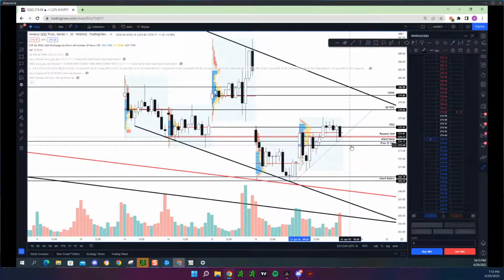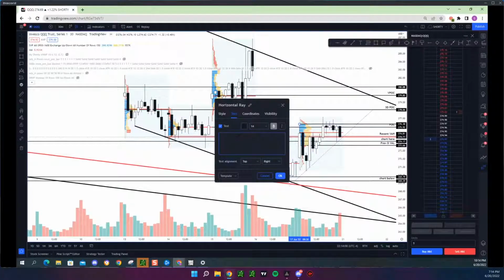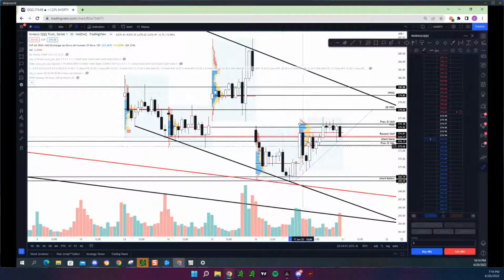So there's potentially that, some buyers that took the price from here. So the value area high is basically where the blue color ends for me. That's how I have it set up. So this is your value area high here. So what does that actually mean?